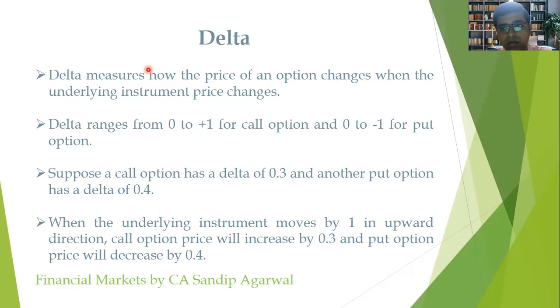So in case the underlying instrument moves from 16,600 to 16,601, which is a movement of rupee 1, then the price of the option will move by 0.5. So in this case, the delta of the option was 0.5. Similarly, in case the Nifty moves from 16,600 to 16,599, that is, it has decreased by rupee 1, then the price of the call option will go down by 0.5.